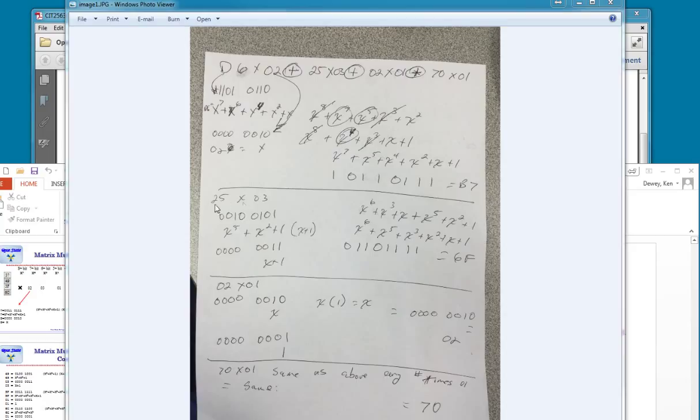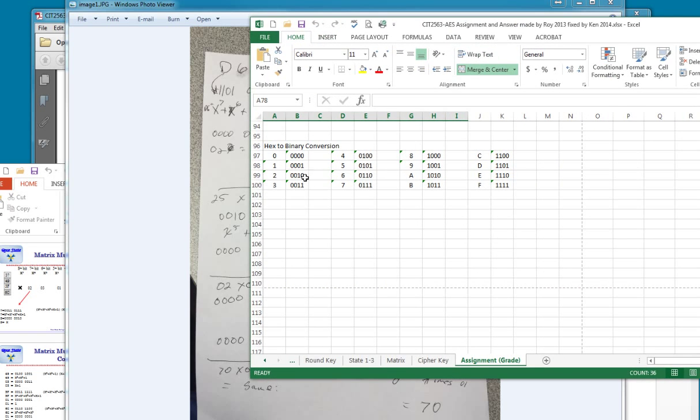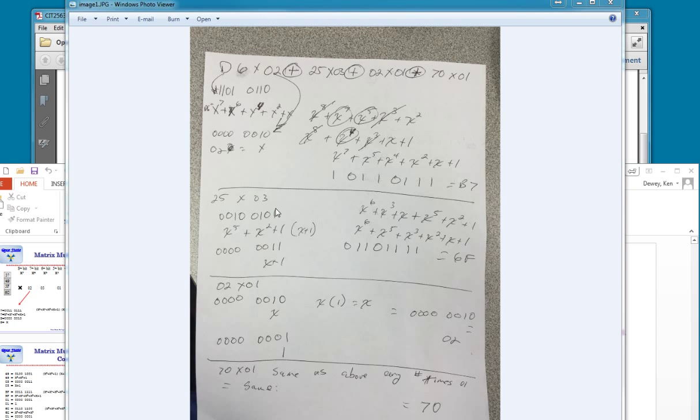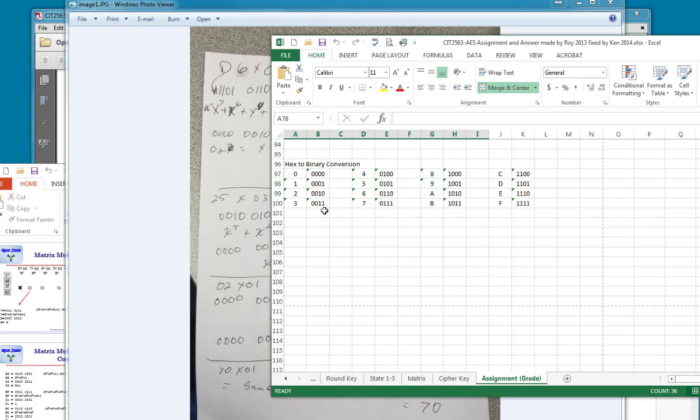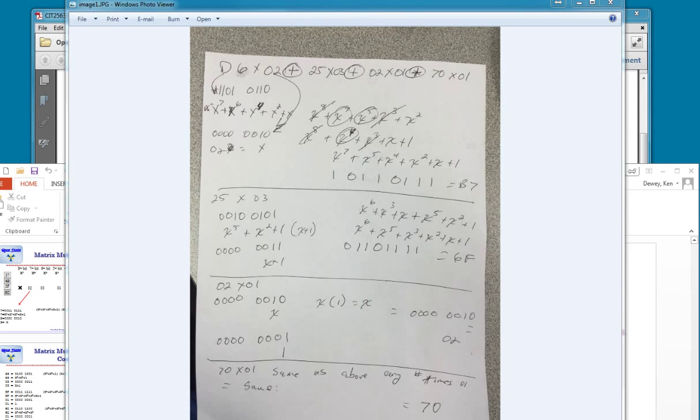Okay, so 25 times 3. There's 2. 0, 0, 1, 0 is 2. Okay, and the 5 is 0, 1, 0, 1. Again, we could bring in the spreadsheet wherever I put it, which shows you 25. There's a 2 and there's a 5. So 25 times 03. 03 ends up being all zeros. Then 0, 0, 1, 1 is a 3. And you'll notice 3 is right there, 0, 0, 1, 1. Okay. So we multiply them together.